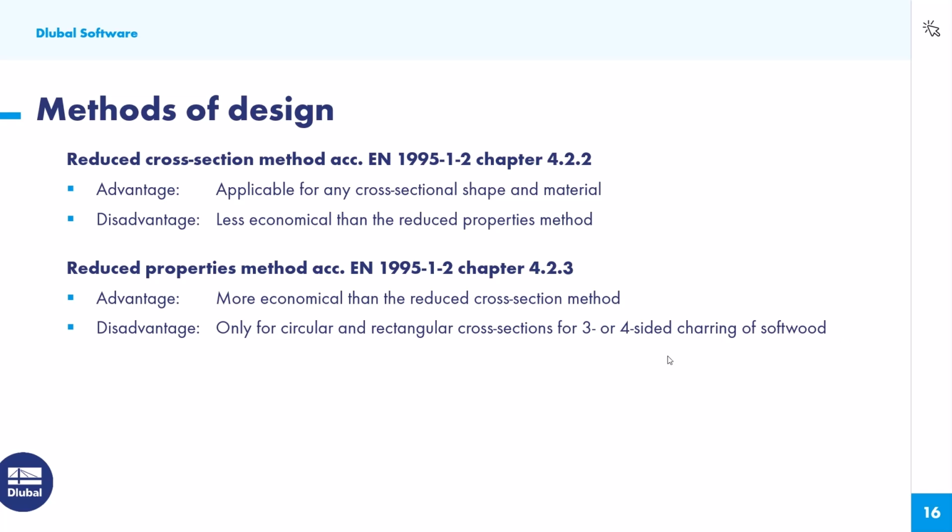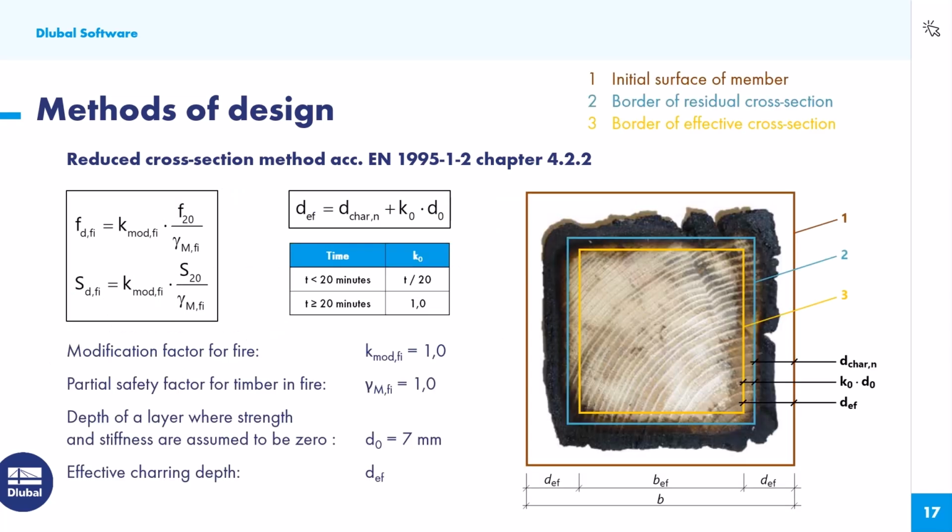In our software, the reduced section method can be used when we talk about surface design. For example, for CLT, the reduced section method needs to be used. In our program, we consider only the reduced cross-section method, but maybe in the future I'm thinking about also introducing the reduced properties method, since the amount of work is not so high. So I'm thinking about also taking over the reduced properties method for the member design. Okay, let's have a detailed look at the different design methods.